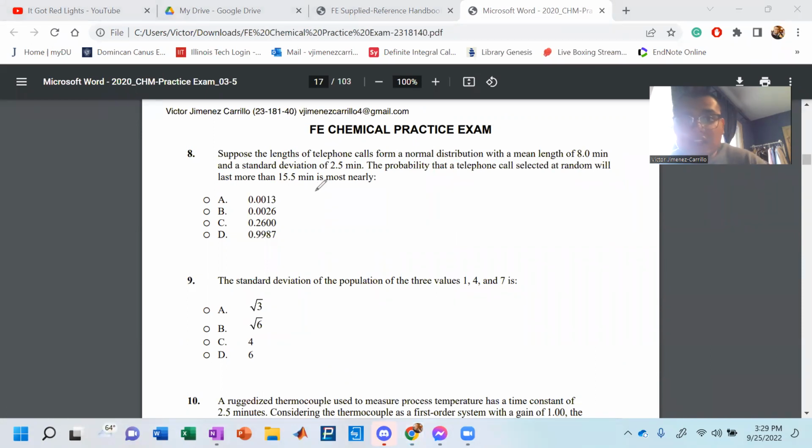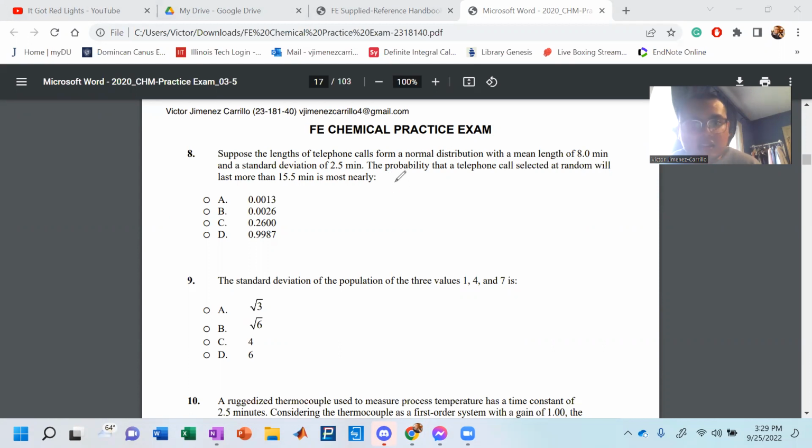So suppose the length of a phone call forms a normal distribution with a mean length of 8.0 minutes, which is important. The first thing you need to know is the normal distribution. So that should immediately tell you, oh, it's a Gaussian curve. And B, I need a normal distribution table, which we'll show you in a sec.